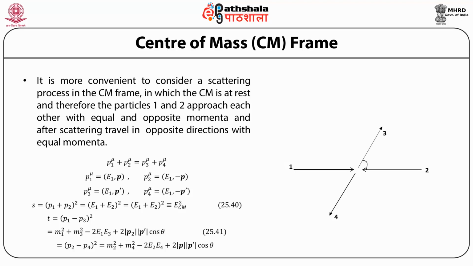T is equal to (P1 minus P3) whole square and is equal to M1 square plus M3 square minus 2 E1 E3 plus 2 times modulus of P into modulus of P prime into cos theta. Thus T is equal to (P2 minus P4) whole square, which is equal to M2 square plus M4 square minus 2 E2 E4 plus 2 times modulus of P into modulus of P prime into cos theta.